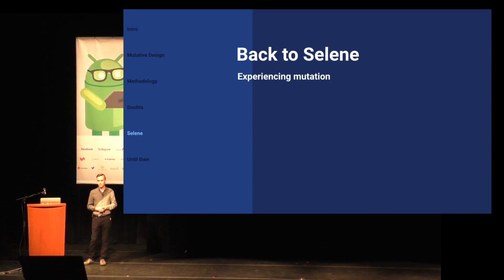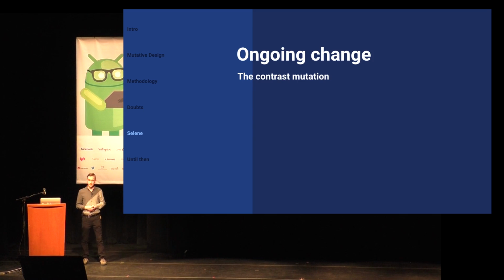Experiencing mutations. Selene is a sample app that Francisco Franco and I published today. It's open source, and it's the first mutative sample app, as far as I know, ever. It has 2 mutations working right now that we're going to talk about. So the first one is ongoing, kind of like on-the-fly extra characteristic change, and that's the contrast mutation.